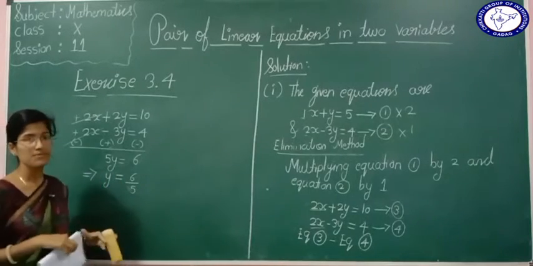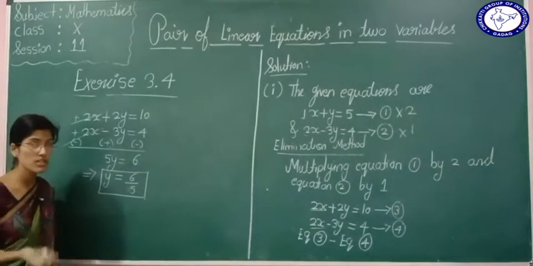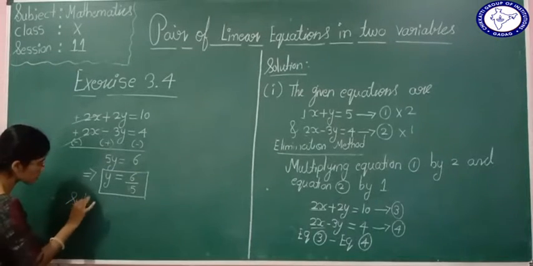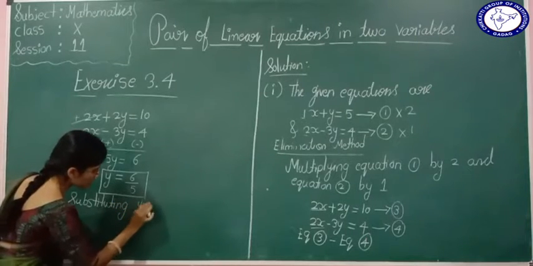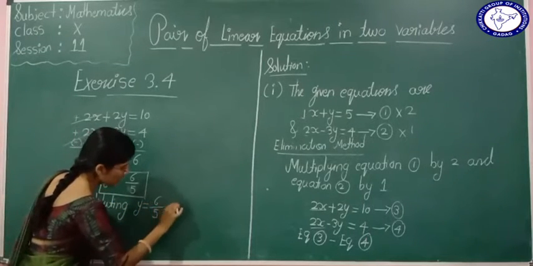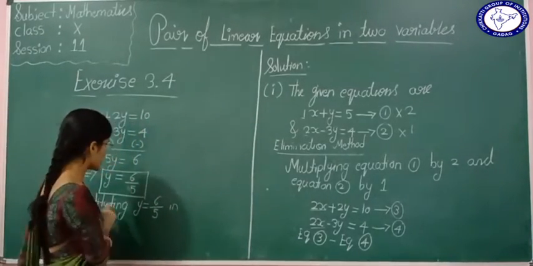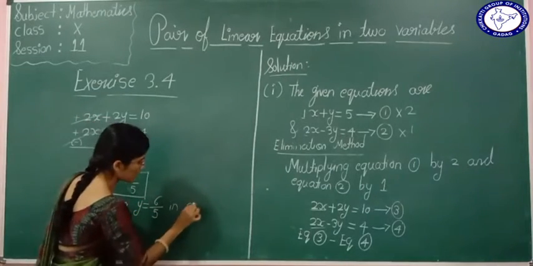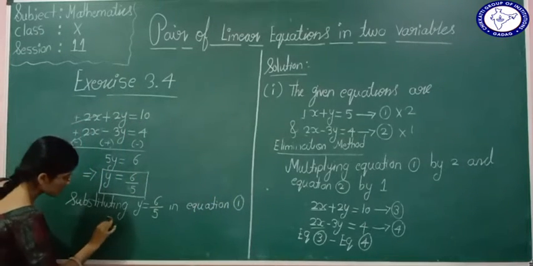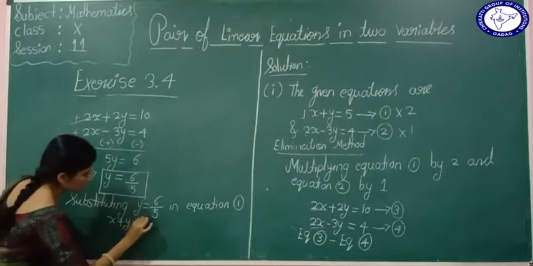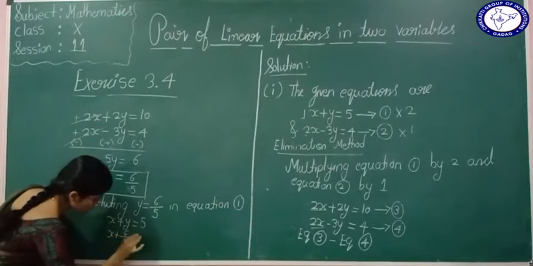Okay. Now we got the y value. What is the next step, student? What do we have to do now? Now we got the value of y. Now substituting y is equal to 6 by 5 in equation 1 or equation 2. It's your wish where you want to put. I will substitute y is equal to 6 by 5 in equation 1. So what is equation 1? x plus y is equal to 5. x plus, what is y here? 6 by 5 is equal to 5.